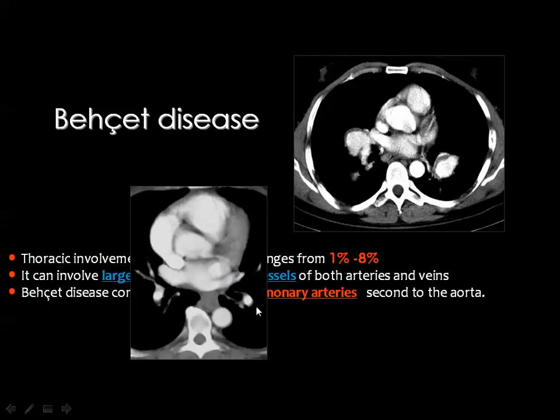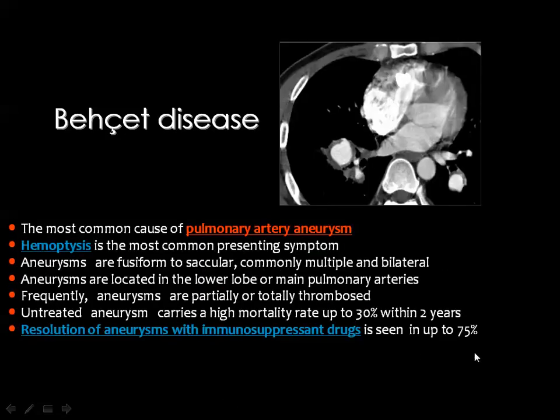This is the normal appearance of the pulmonary artery on both sides, and compared to this, the artery is considerably dilated, and you have some mural non-enhancing thrombus on both sides, and this is the patent lumen. Then the most common cause of pulmonary artery aneurysm is Behçet disease.